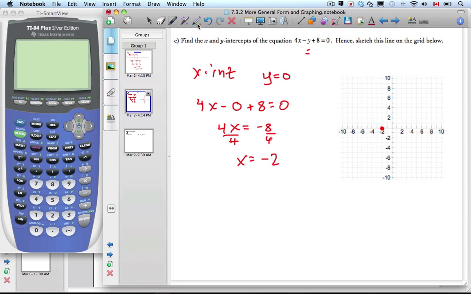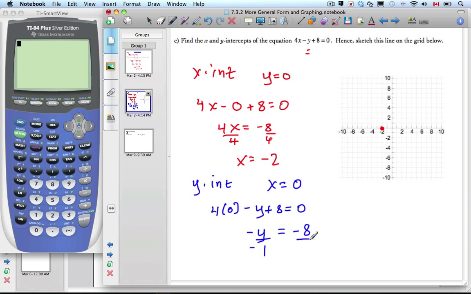Next is to find the y-intercept. It's kind of backwards: for the x-intercept y was 0, so for the y-intercept we're going to make x be 0. So 4 times 0, plugging it in just like before, minus y plus 8 equals 0. 4 times 0 is 0, so that goes away, and I can subtract the 8 from both sides. Now I have this weird negative here. The only way to get rid of that is to divide by negative 1. And so y equals 8, which means my graph is going to cross right here.